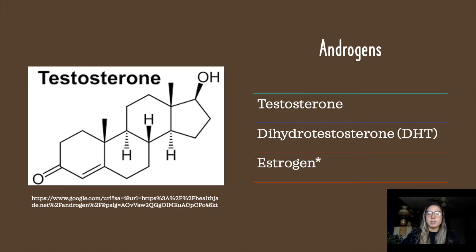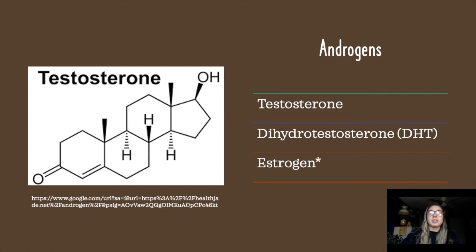Testosterone in development is responsible for the conversion of the Wolffian ducts into accessory structures such as the epididymis, the vas deferens, and the seminal vesicles. It is also responsible for the migration of the testes from the abdomen into the scrotum. And I included a picture of the structure of testosterone. You can see the steroid structure in the image.